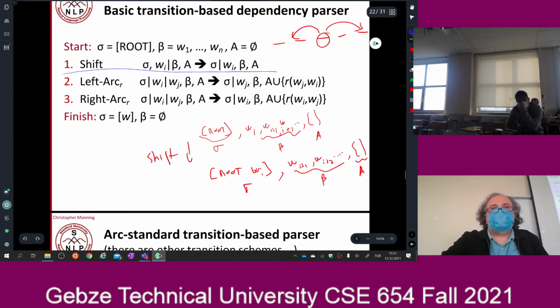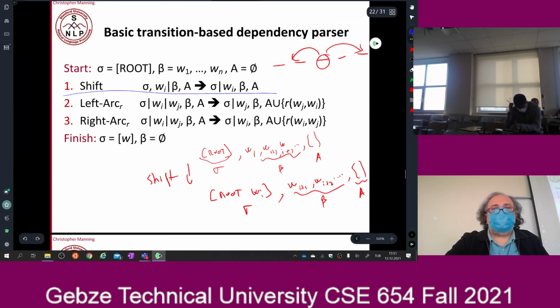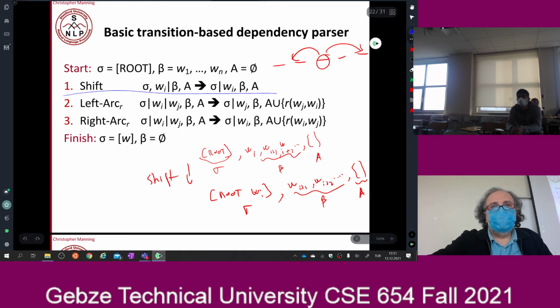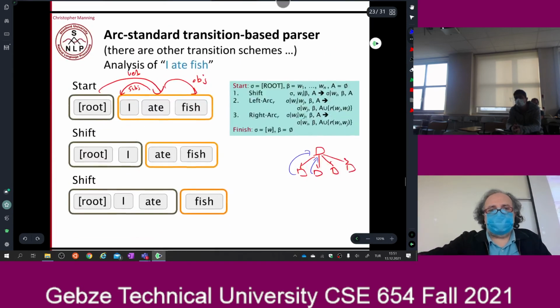Okay, so this is again the basic transition-based dependency parser. Since I am doing only left arc and right arc from the top of the stack, it is not possible to have arrows crossing each other in this situation.